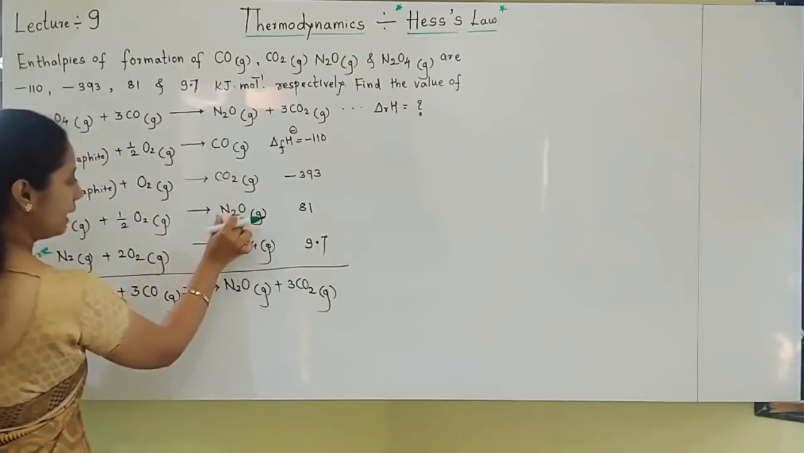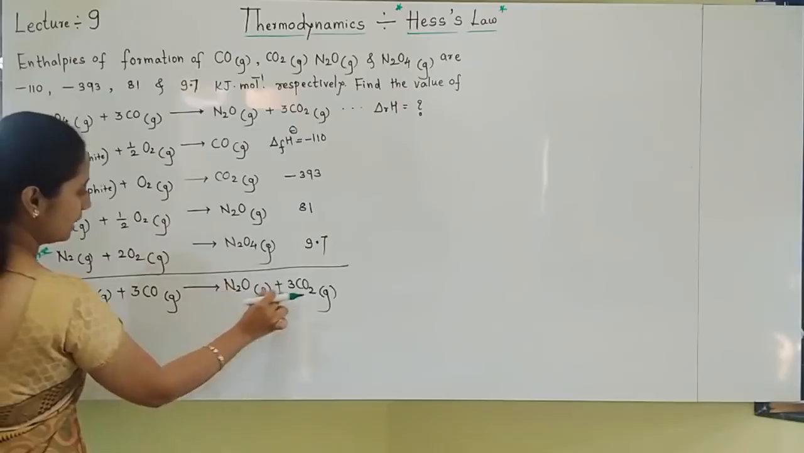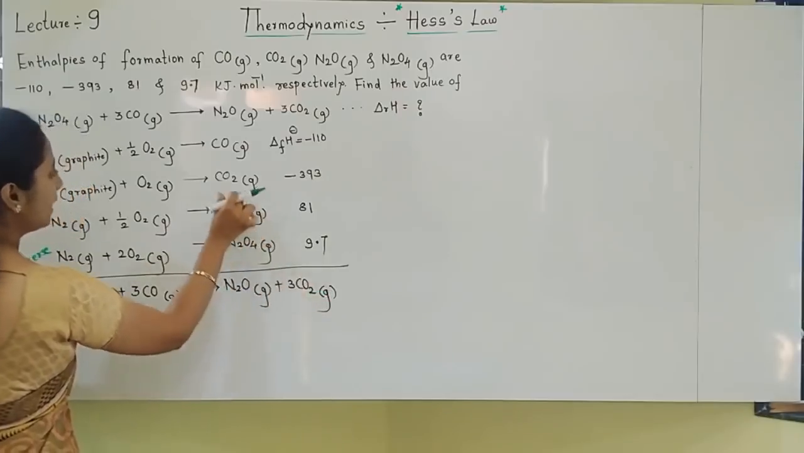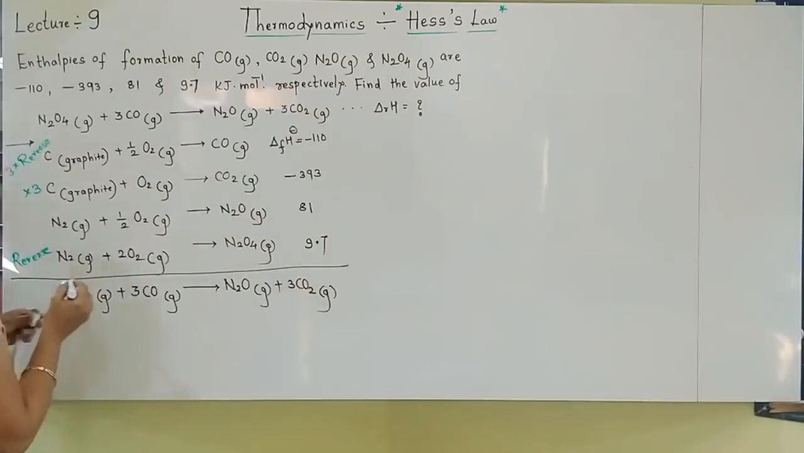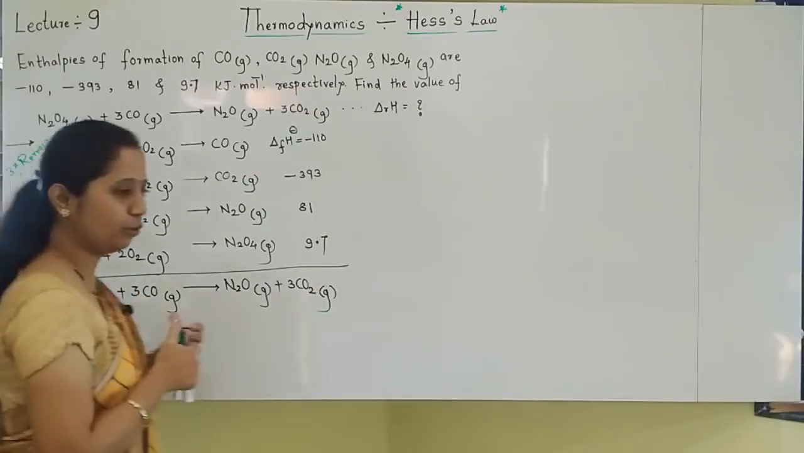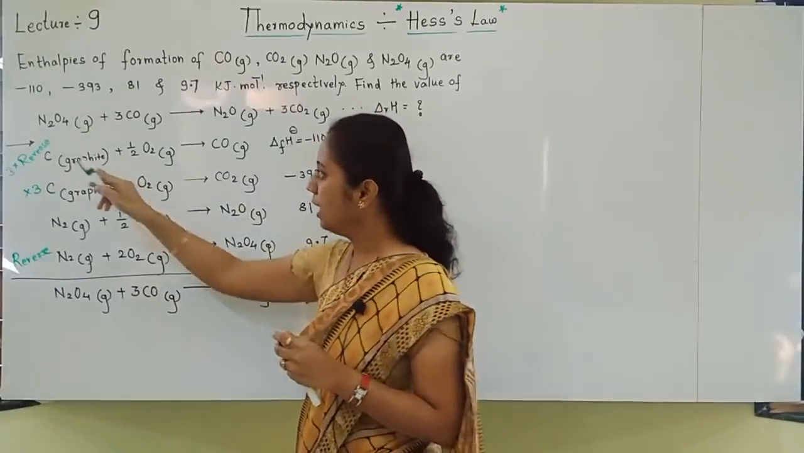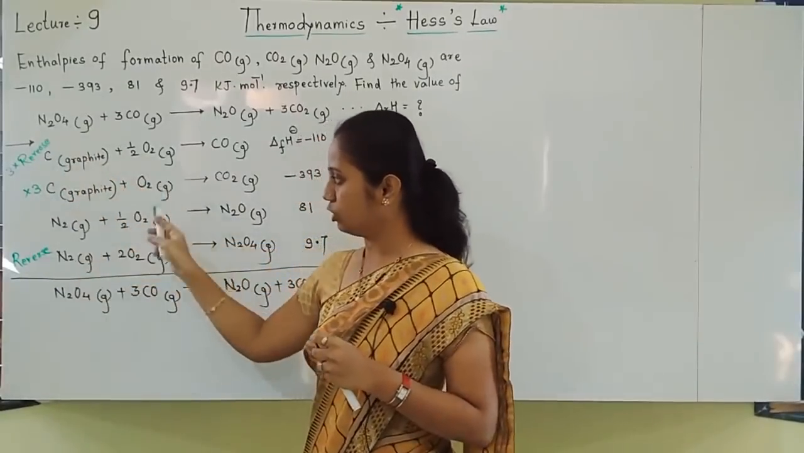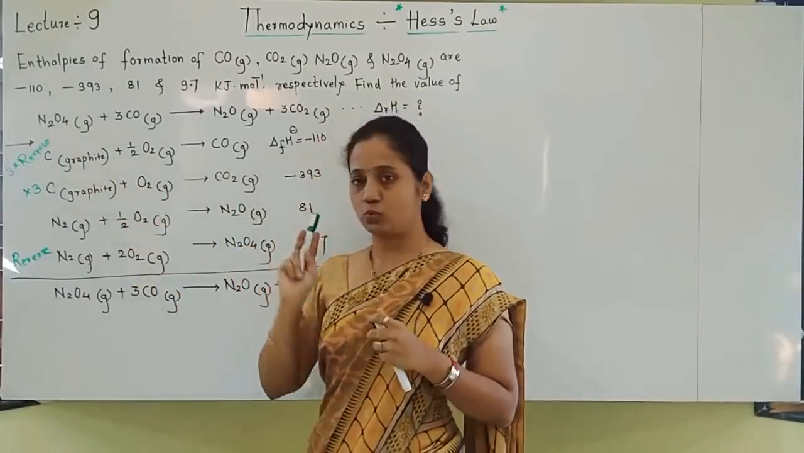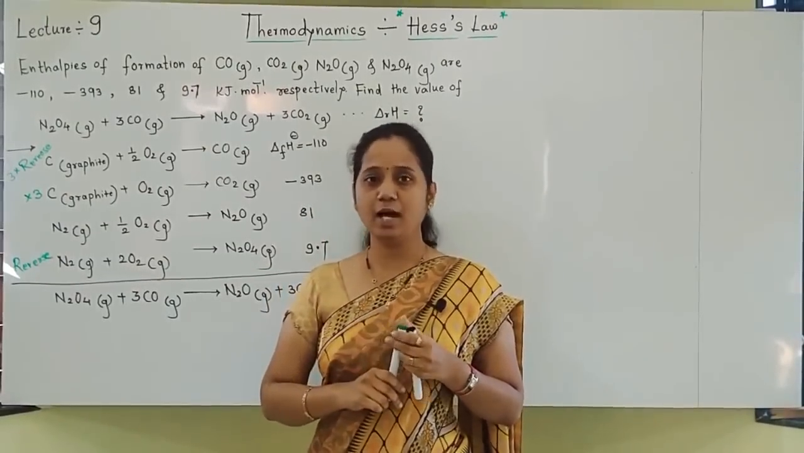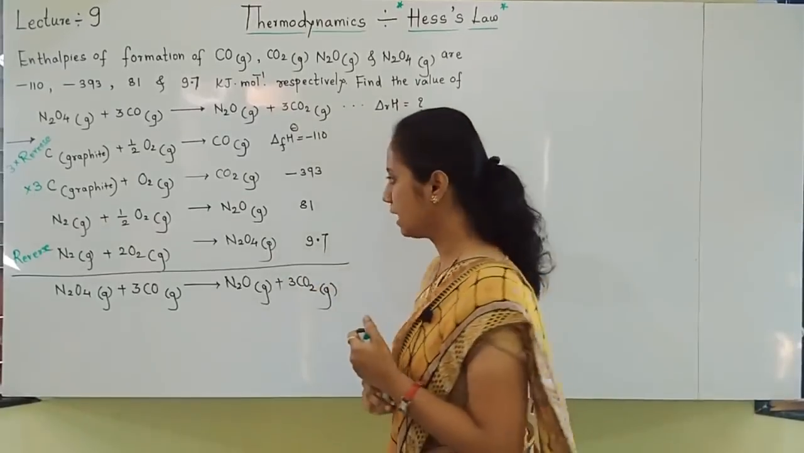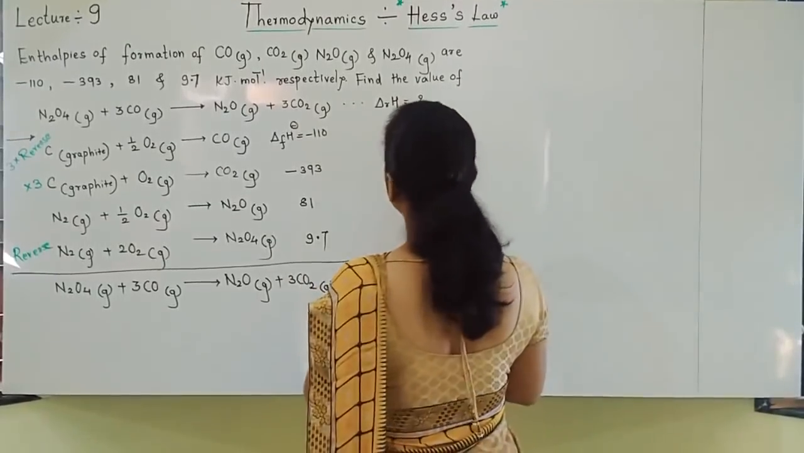Next, N2O is here as it is present. Next, 3 carbon dioxide. Carbon dioxide is there, I should multiply by 3. Okay. So by doing respective changes, I will write down all equations once again. Common things I will cancel out and I will tell you the answer. Okay. You also start solving, students.